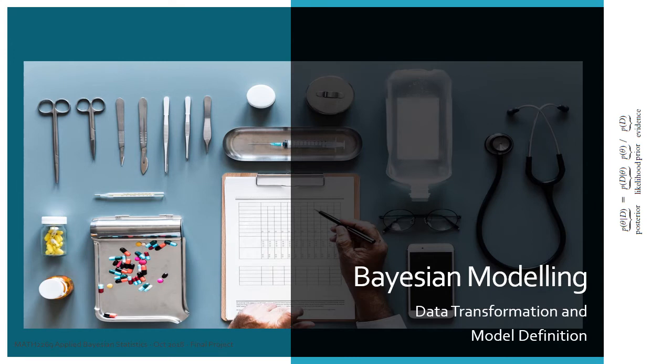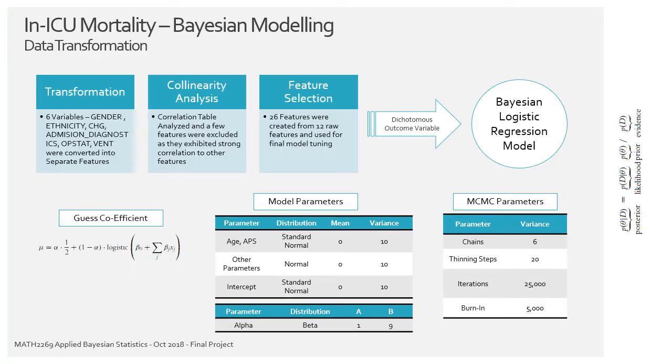After dataset description and univariate analysis, now we move on to Bayesian model building. We went through 3 stages before developing our Bayesian logistic regression model. Firstly, we transformed the 6 categorical variables: gender, ethnicity, chronic health group, admission diagnostics, operation status, and ventilation from the dataset, using dummy variables, converting them to multiple binary features.